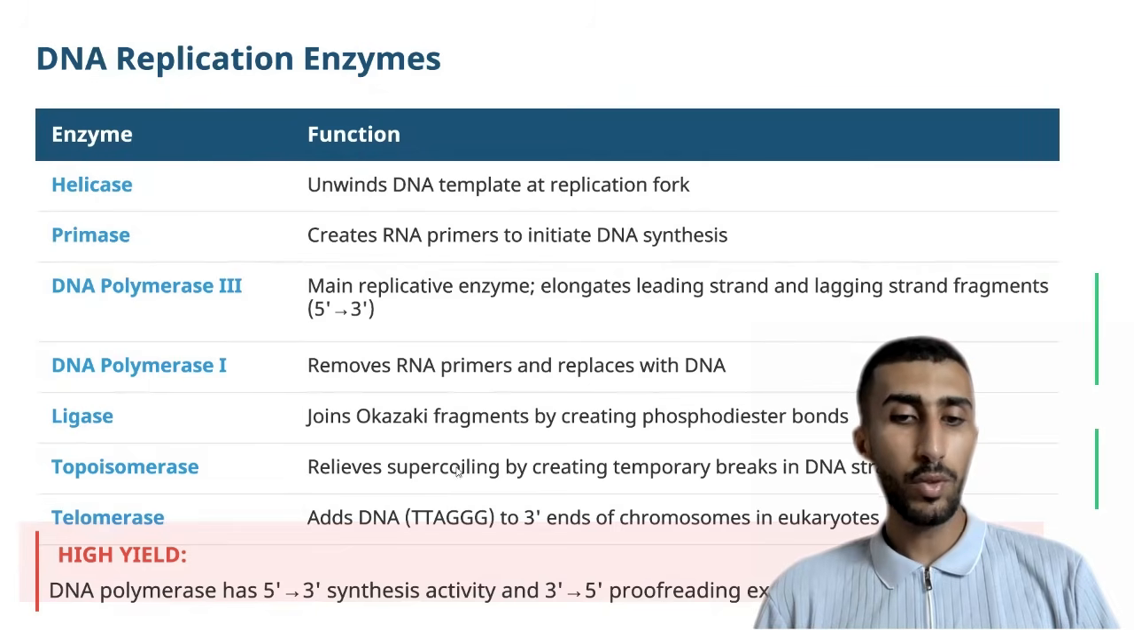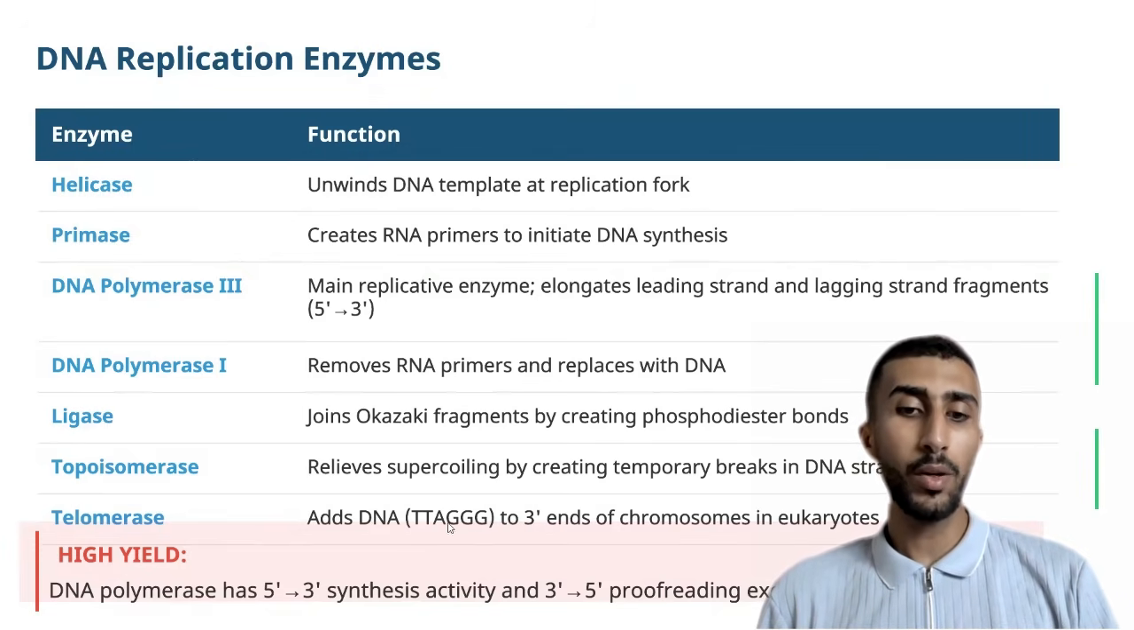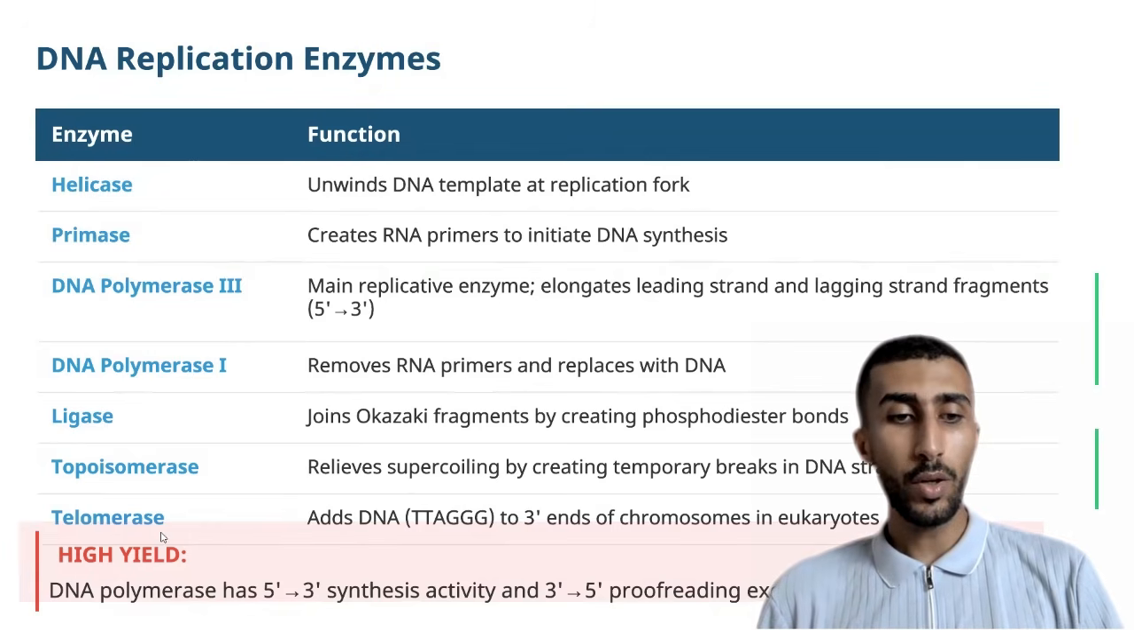Topoisomerase relieves supercoiling by creating temporary breaks in the DNA strand, and telomerase adds DNA tags, TTAGGG, to the 3' end of the chromosome. With each replication, we may lose some segments. So the enzyme telomerase adds the tag sequence to the 3' end. Instead of losing our DNA, we lose some nucleotides from this tag sequence. In this way, we preserve the DNA. So the telomerase enzyme adds a DNA tag sequence to the 3' end in eukaryotes.